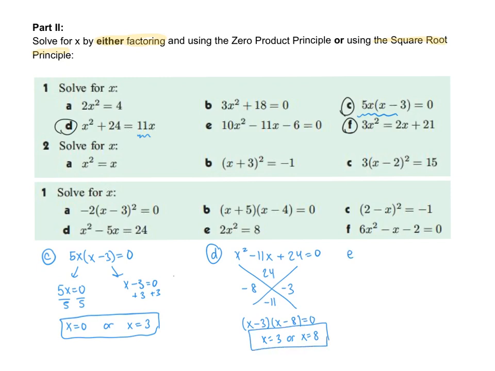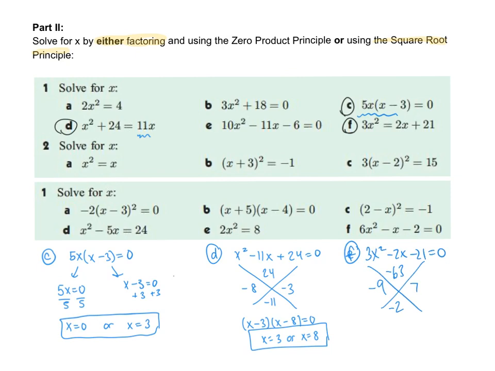Okay, and then in letter F, so we're going to move everything to one side. So we have 3x squared minus 2x minus 21 equals 0. And now, again, we have that bx value, so we need to factor. We can't do the square root principle, so we're going to factor, and we're going to think what multiplies to get negative 63 adds to get negative 2.